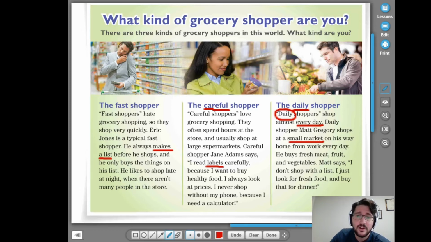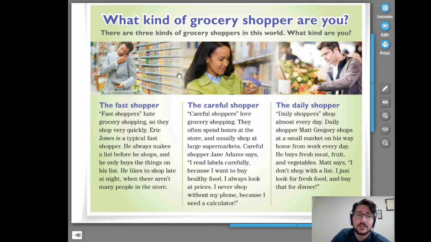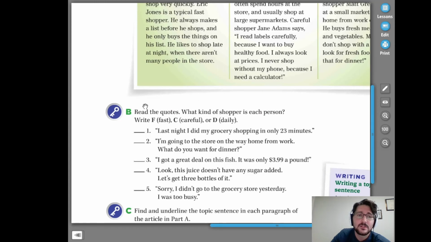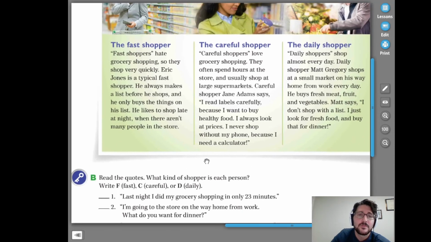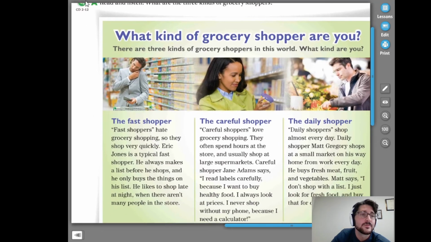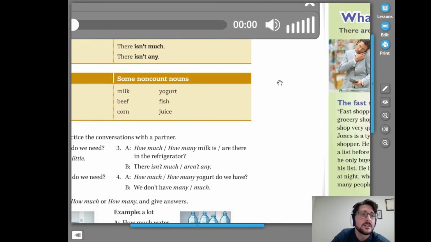Alright, those are our difficult words. Again, make sure you write those down and you practice those. They will probably be on the homework, and maybe they will be on the final exam. So that's very important. All right, we're going to listen and read this article, and then after we read, we should answer letter B, right? Letter B. I'll explain later. First, let's read. What kind of grocery shopper are you? Reading. Ready, start.